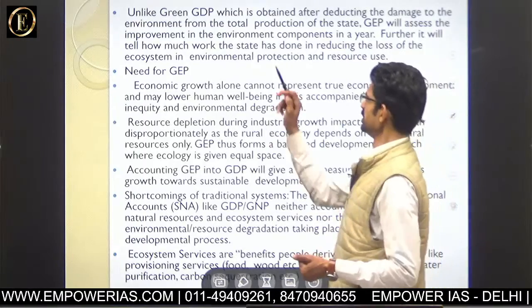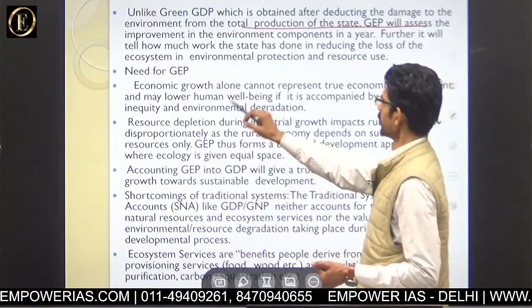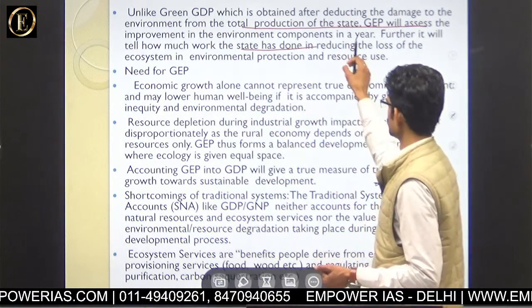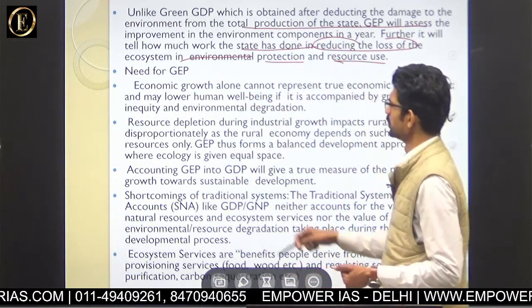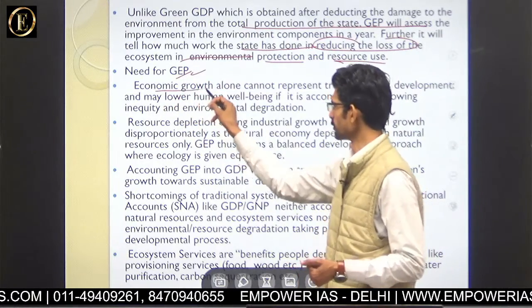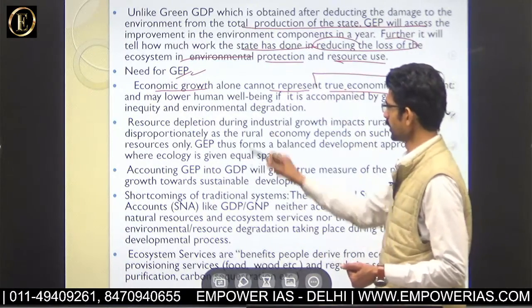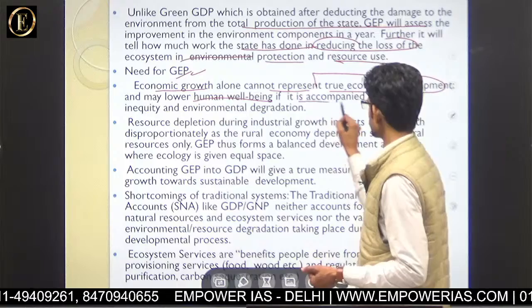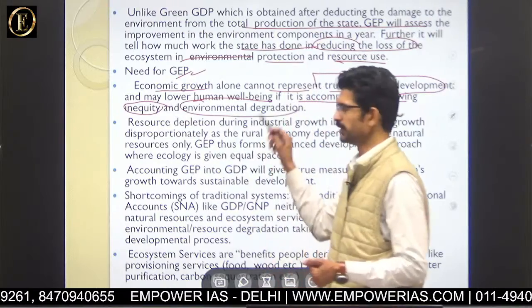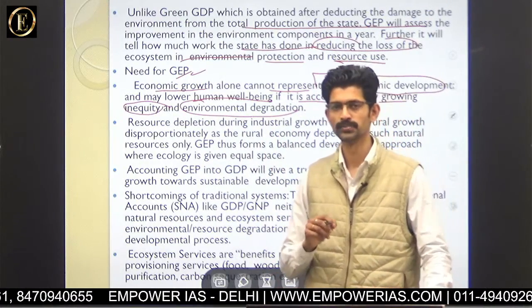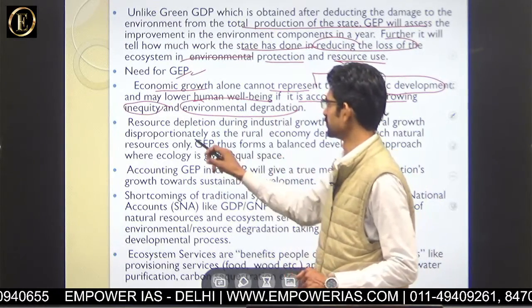Now, the green GDP caters to the total production of a state with green environment production and how much work the state does in reducing the loss of the ecosystem in environment protection and resource use. The need of green environment product for economic growth alone cannot represent true economic development, and lowers human well-being if it is accompanied by growing inequity and environment degradation. So if we as human beings are not able to preserve the environment and maintain environmental equity, we cannot develop, and resources get depleted.